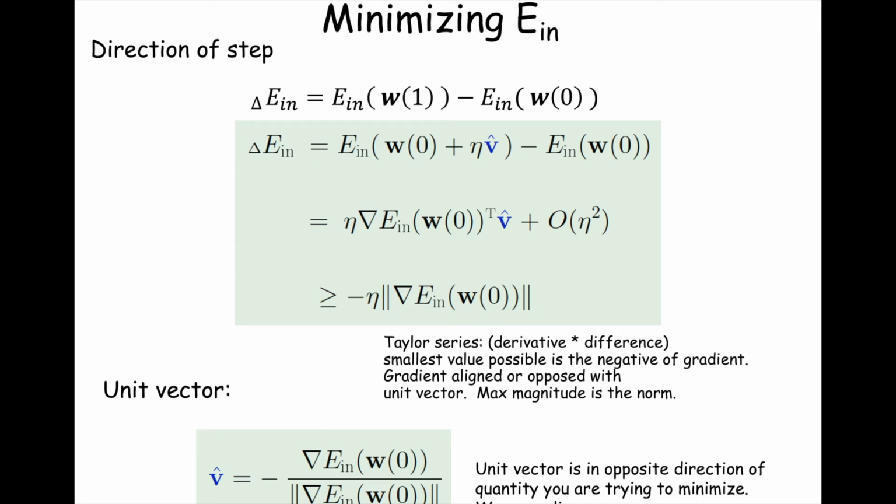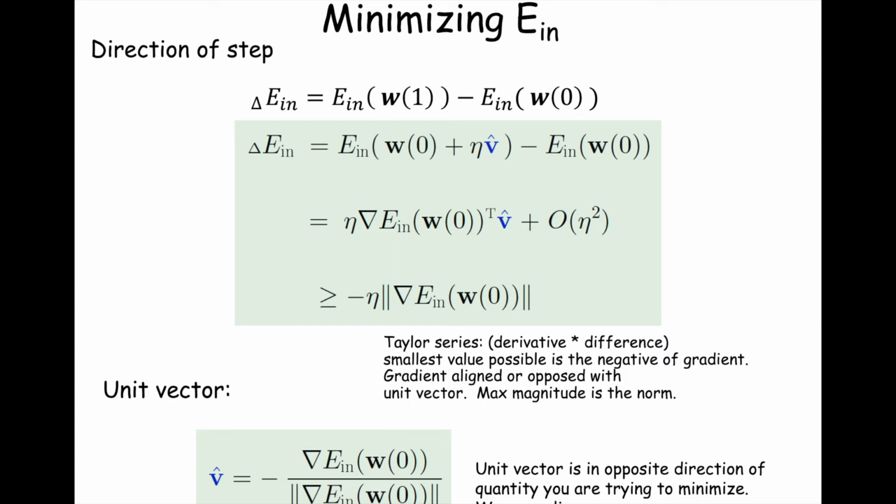But nonetheless, we can now approximate that change in En using the Taylor series by assuming that the slope of En at W naught is constant, and we're taking a step in that direction along that constant slope. So this is going to be our replacement: eta times the gradient of En at W naught transpose, and we multiply that inner product with the unit vector V hat that is the direction of the steepest slope.